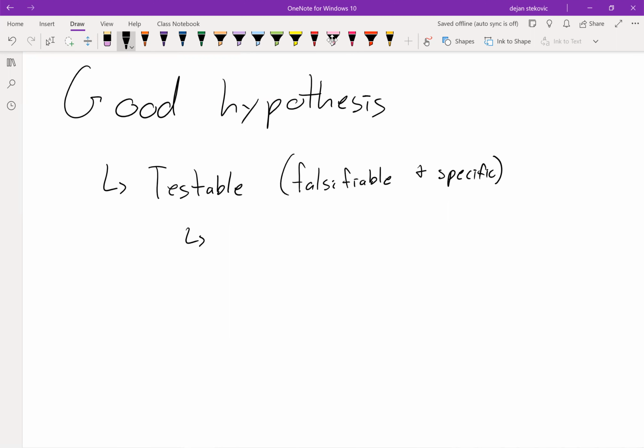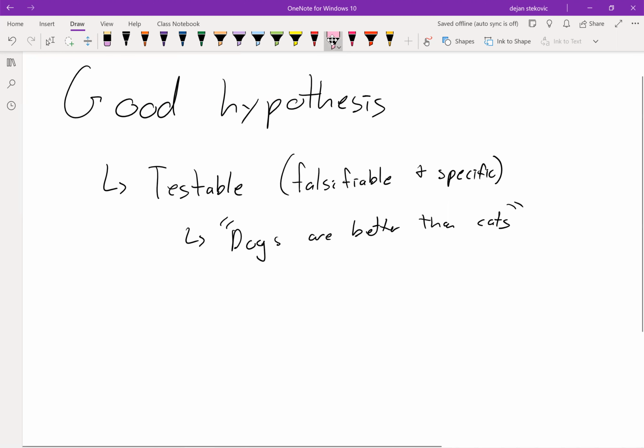So maybe your hypothesis is that dogs are better than cats. Right? That's not a very good hypothesis. And the reason that that's not a very good hypothesis is that better is simply not specific enough, right? What does better mean? How are you going to set up an experiment to show that something is better, right? So you need to be more specific there. Maybe you want to say dogs are more friendly or faster or something like that, something more specific.